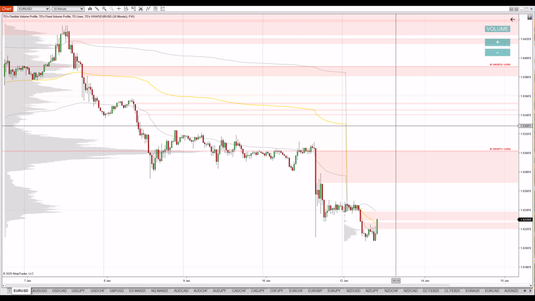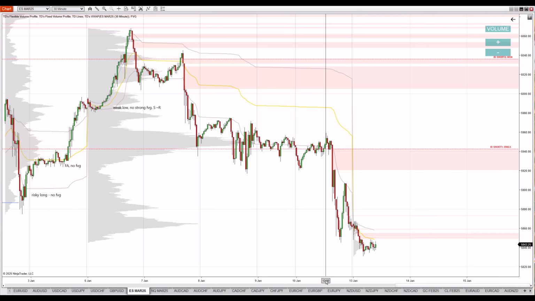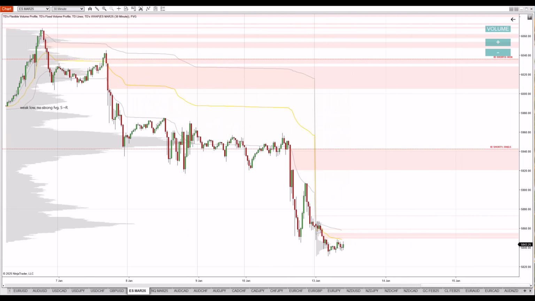Now let's jump into the next trading idea. The next one will be on the ES. This is a 30-minute chart of the ES. The ES is futures for the Standard & Poor's 500 Index. And the level which I have here is very, very similar to the one on the euro.